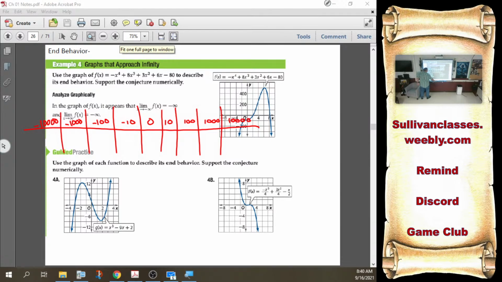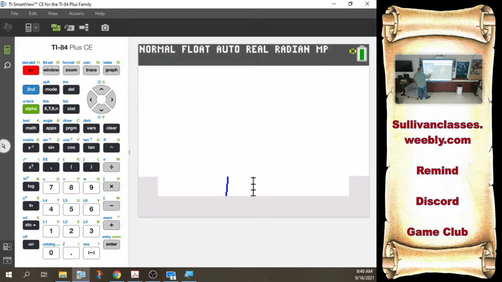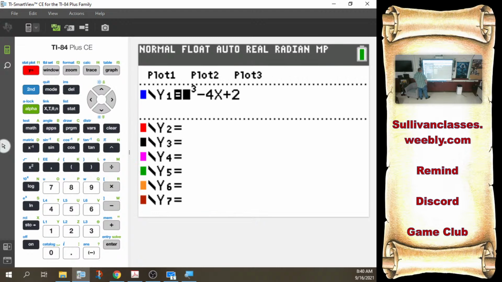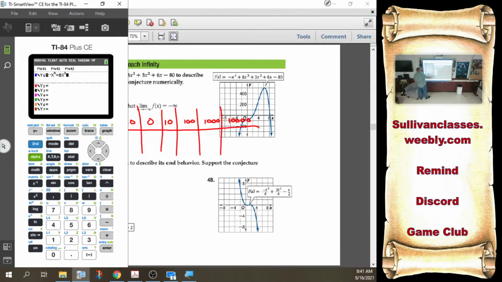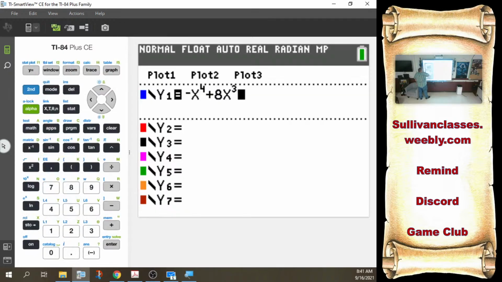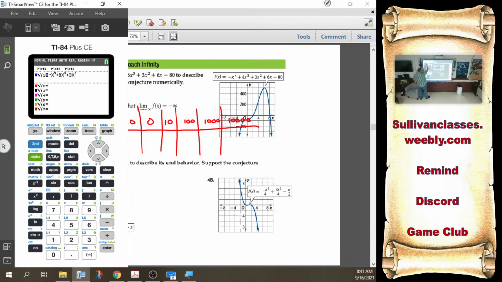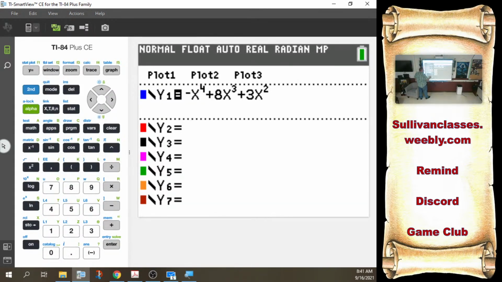Y'all, here's my polynomial. Negative x to the fourth plus 8x to the third plus 6x minus 80.